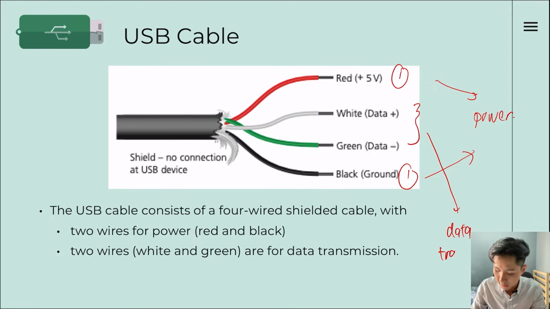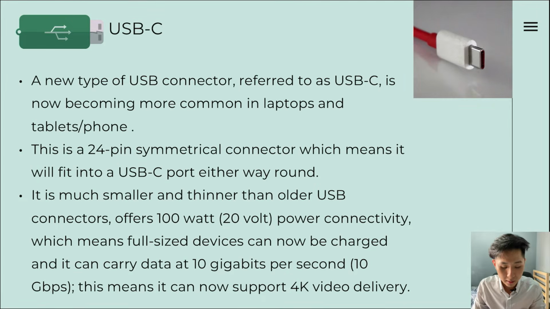Okay, there's another type of USB cable coming up already, which is called USB-C. As compared to the normal USB, it has a 24-pin symmetrical connector, which means it will fit into the USB port either way around, either the front or the end. It is much smaller and thinner, and it offers much more power, 100 watts, which means full-size devices can be charged more quickly, and it can carry more data, according to the slide here. So that's all about USB.